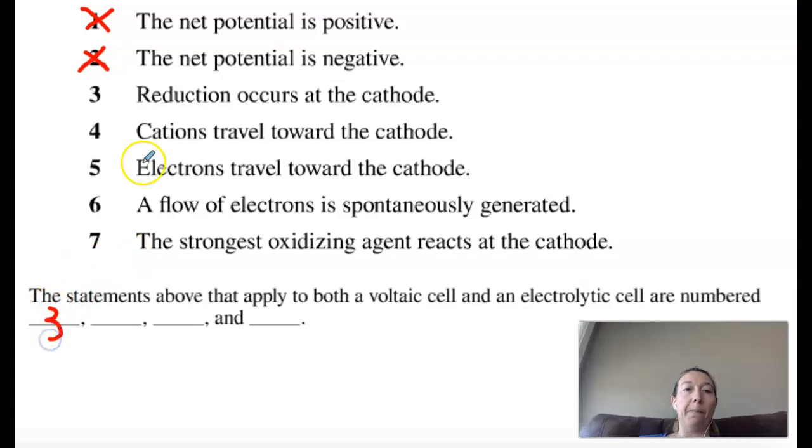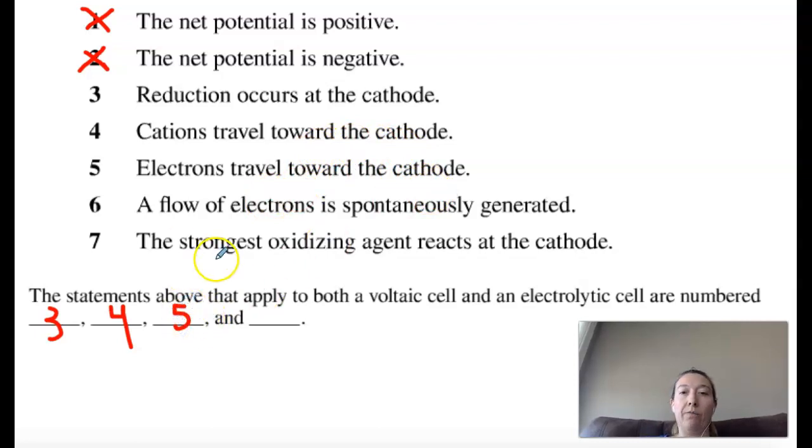So 3. Cations travel towards the cathode. Cations always migrate to the cathode. So 4. Electrons travel towards the cathode. If we think about it, we've always said that electrons flow from oxidation to reduction. Reduction is the cathode, so 5 is true.